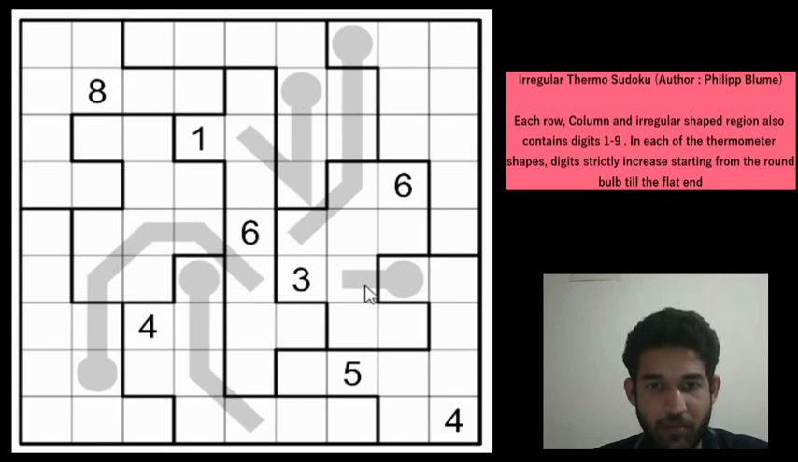In each of the thermometer shapes, the digit will start to increase from this bulb and until the end it will keep on increasing. That is, digits will strictly increase along the thermometer shapes. So with that, we will move on to the Sudoku now.